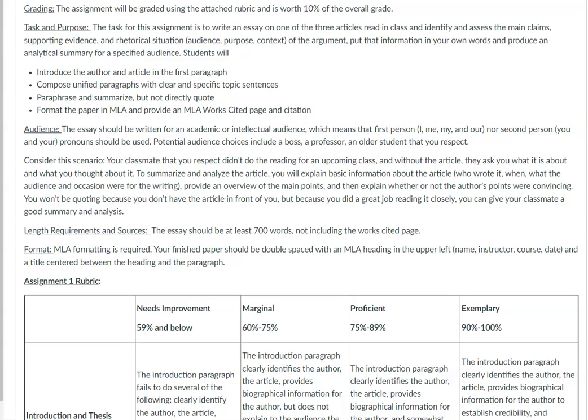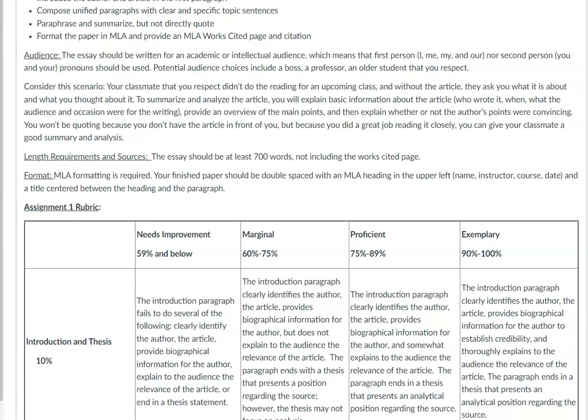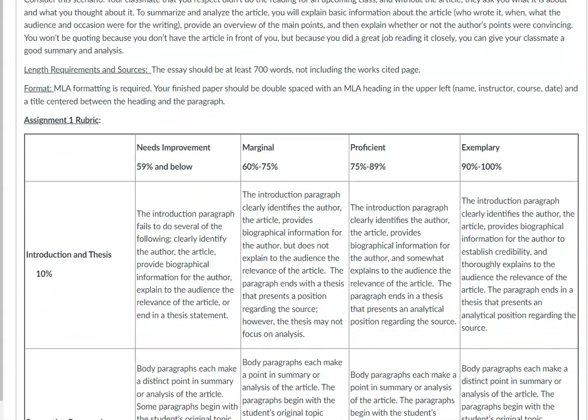This is for an academic audience, so we don't want to use I, me, my, and our. We want to avoid the you and your pronouns. So we really want to write with that focus on the reader. The length needs to be at least 700 words. 900 words might even be a little bit better, and it needs to be in MLA format.